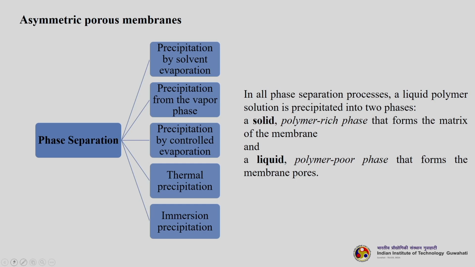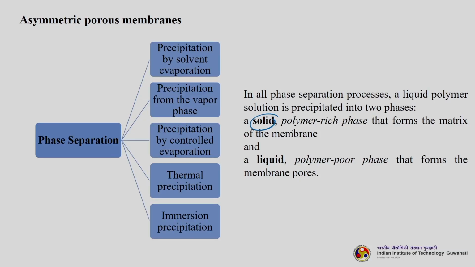So, you can have precipitation by solvent evaporation, precipitation from the vapor phase, precipitation by controlled evaporation, thermal precipitation, and immersion precipitation. In all these cases, these are phase separation processes. A liquid polymer solution is precipitated into two phases. The first is a solid, which is a polymer-rich phase, and the second is a liquid, which is a polymer-poor phase that forms the membrane pores.